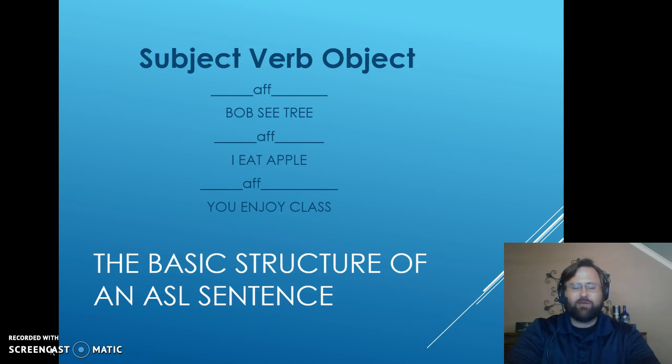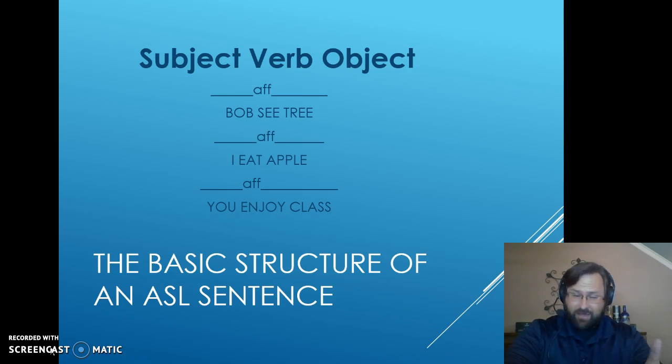I have some examples here of other sentences that might be signed in SVO, or subject-verb-object word order. All of these are marked affirmative, as you see the line with the AFF over it, which means that you're going to be nodding your head saying that this in fact did happen. So I've already shown you the Bob sees the tree. Let's see a different one here. I eat the apple, or in all of those you have a subject, a verb, and an object, and that's okay. That's the basic sentence structure of ASL.